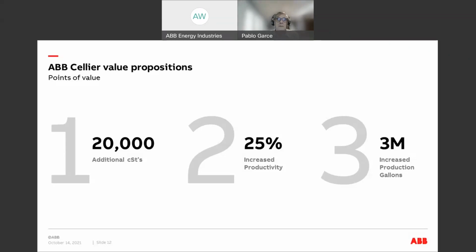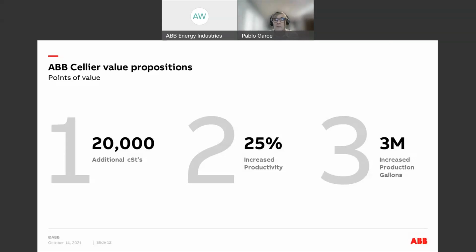Remember the 20,000. What is the 20,000? Well, the 20,000 centistokes are suddenly no longer a problem. You can handle those viscosities and even higher, but that's the point of reference that we're using: 20,000 centistokes in 9 minutes. Then we debottleneck the plant.